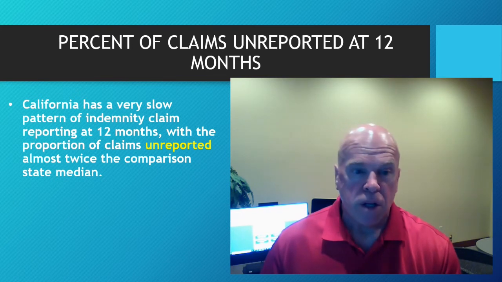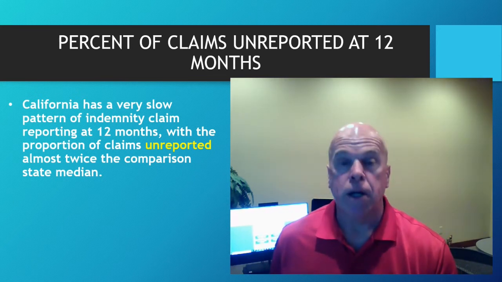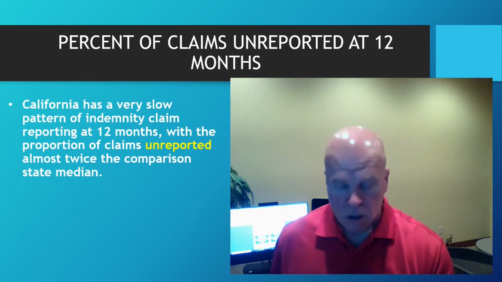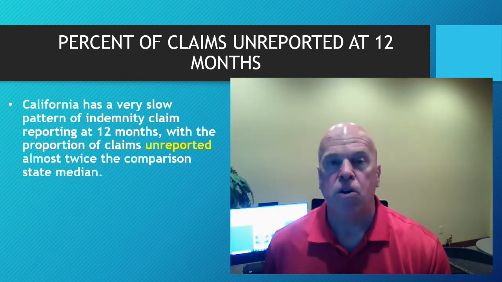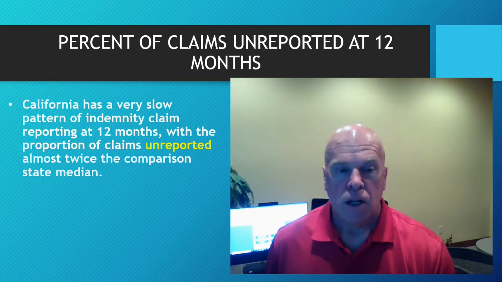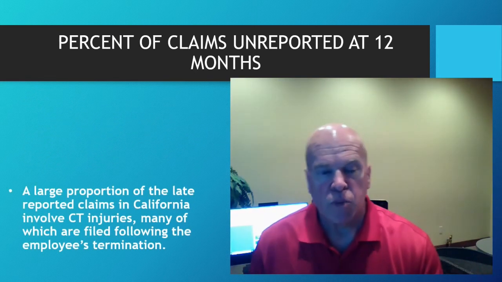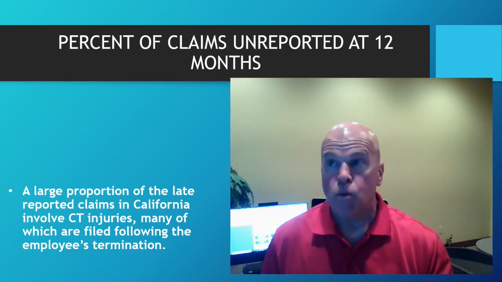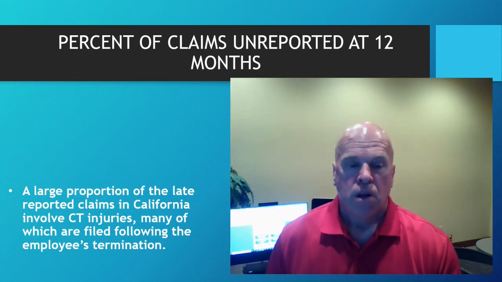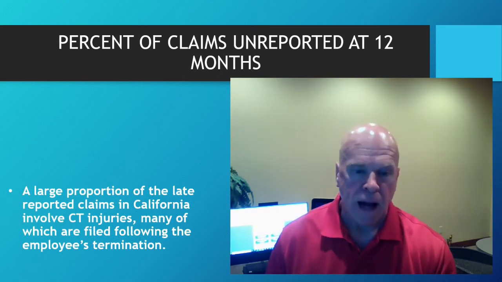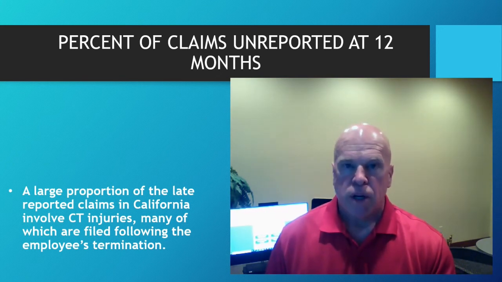In California, the proportion of claims unreported at 12 months is almost twice the comparison state median, and I'll show this to you on a chart here in just a moment. And the reason for that, as we said earlier, is because a large proportion of the late reported claims in California involve cumulative trauma injuries, many of which are filed following the employee's termination.